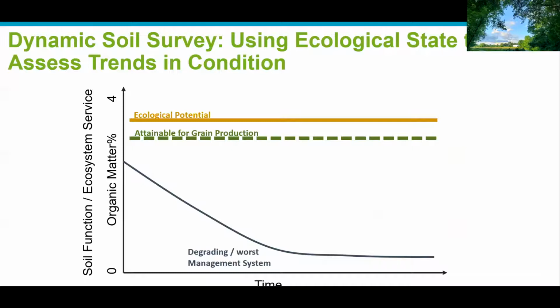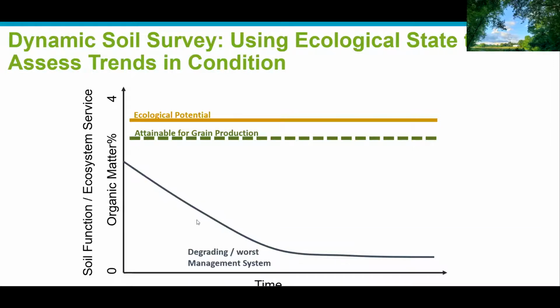We can look at it in regards to using the ecological states to assess trends and conditions. So we know that in a given site, there's a certain ecological potential for the amount of organic matter that could be there. You cannot constantly increase organic matter. There is a threshold based on the climatic and soil conditions, landscape, etc. We know as soon as we start manipulating it, farming it, that potential may drop. So we may get where it is here, the attainable during grain production.